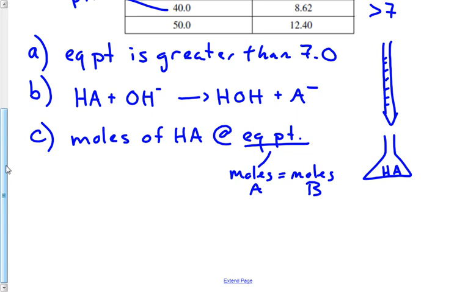So when moles of A equals moles of B, that's M1V1 equals M2V2. The problem is I wasn't given grams necessarily, but I can at least figure out the moles of B, which is all that I need. Right? So how do I figure out moles of B? What am I going to use if you haven't already done it? Or if you have done it? What do I have?